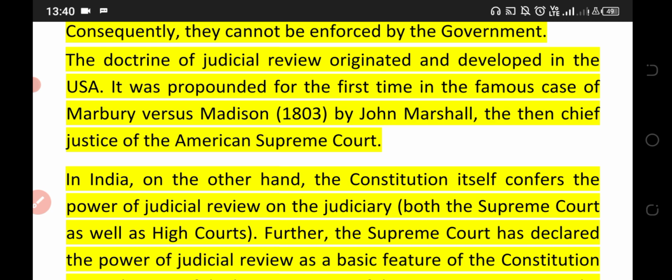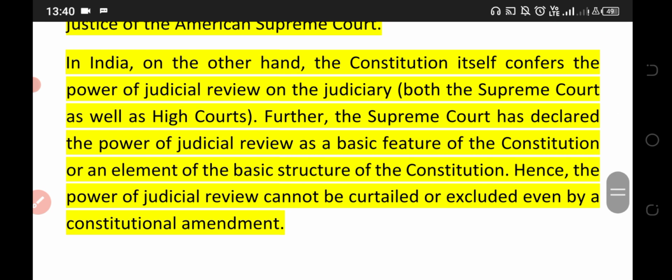The doctrine of judicial review originated and developed in the USA. It was pronounced the first time in a famous case, Marbury versus Madison, 1803, by John Marshall, the Chief Justice of American Supreme Court. In India, on the other hand, the Constitution itself confers the power of judicial review on the judiciary, both the Supreme Court as well as High Court. Further, the Supreme Court has declared the power of judicial review as a basic feature of the Constitution or an element of the basic structure of the Constitution. Hence, the power of judicial review cannot be curtailed or excluded even by a constitutional amendment.